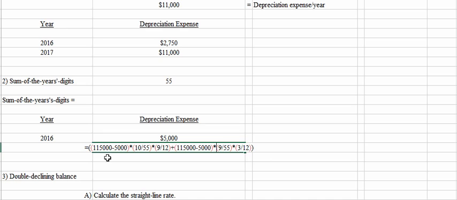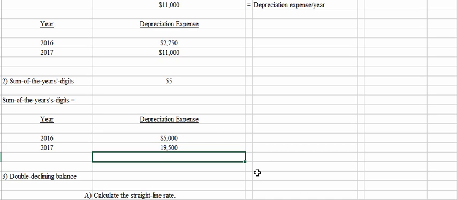We took our cost minus residual value times the year 1 rate times the 9 months still left in year 1. Remember, the asset was only in service 3 months in 2016. Then we're going to add to that cost minus residual value times the year 2 rate times the period of time in 2017 that was actually for year 2, the months of October, November, and December. And you should get 19,500.